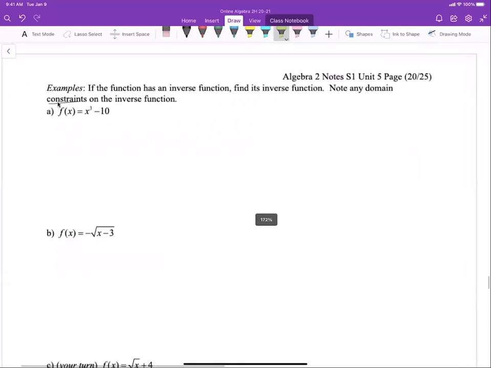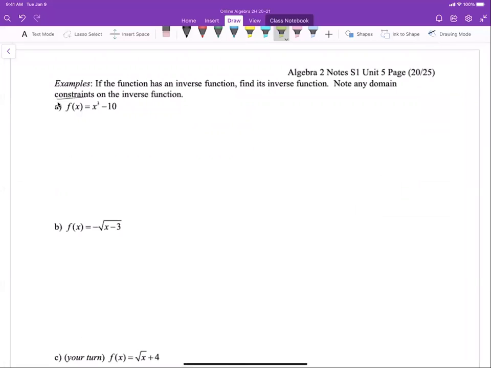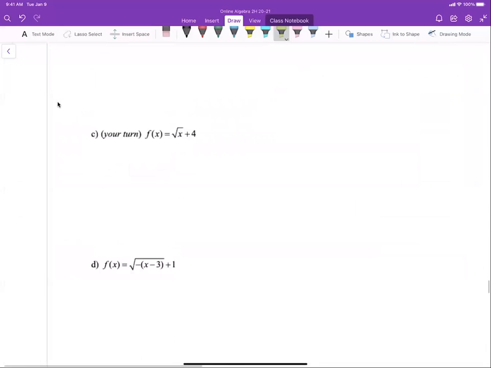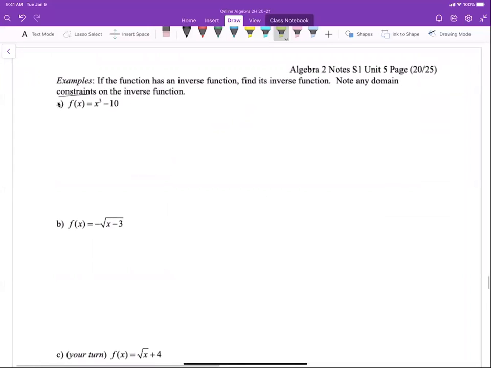All right, that's a lot. This is not easy, in my opinion. I will just say this is one of our harder lessons that we've had this year. So let's actually do this together. Here we go. f of x is equal to x cubed minus 10.